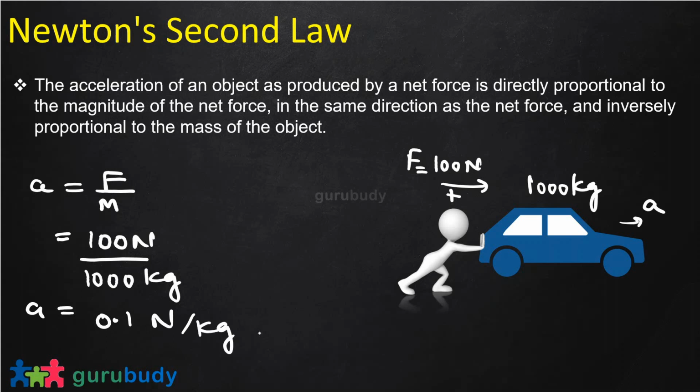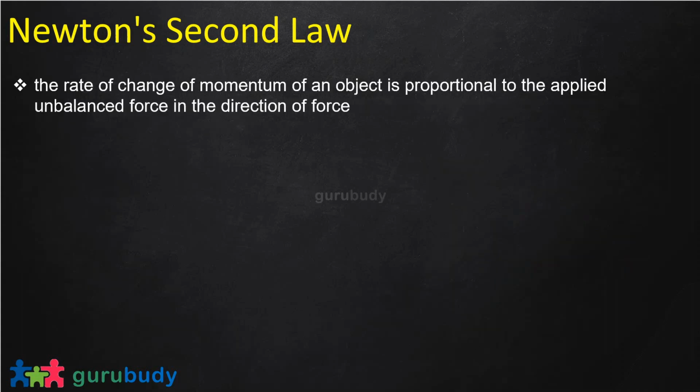Okay, we also know the unit of acceleration is 0.1 meter per second square, and the direction would be in the positive direction because we say this is positive. Okay, so I hope that makes things clear. Let's look at the second definition now.